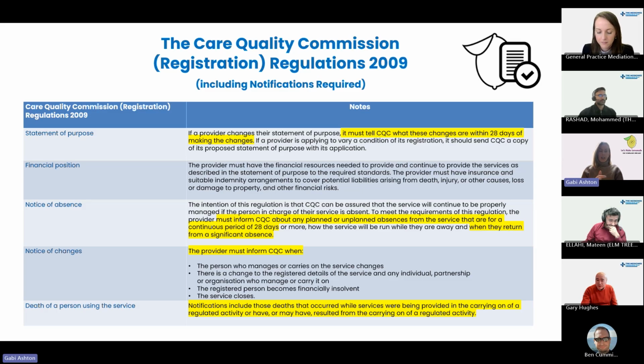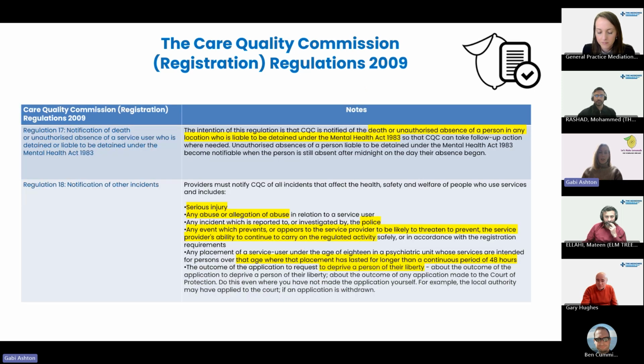We're not going to go into detail in all of these, because the slides are available and the information is there for you. But essentially we're looking at things such as, as I mentioned earlier, notifying the CQC of any changes to your statement of purpose within 28 days. If you have any planned or unplanned absences for registered providers or registered managers, then you need to notify the CQC. Any deaths of people who have passed away whilst in receipt of a regulated activity, or which may have resulted from the carrying on of a regulated activity.